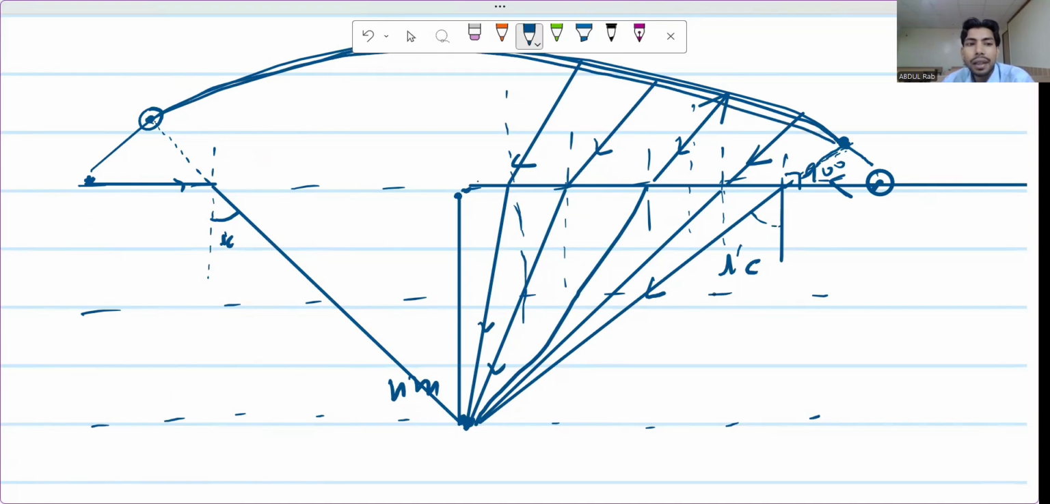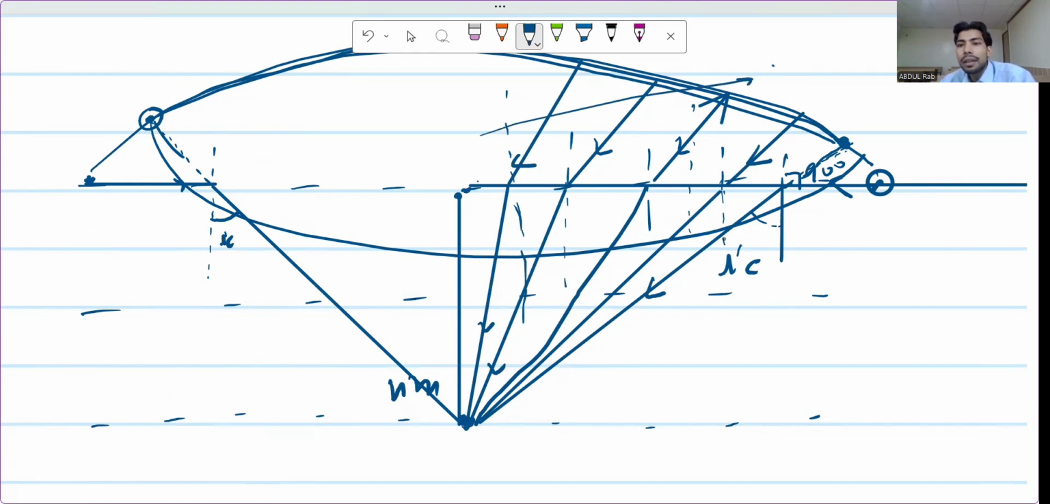If you consider this area, it is nothing but a disk. In three dimensions, this fish can see only through this area when it is at this point. So the fish can see through this window, and that window is called Snell's window, right? That window is known as Snell's window.